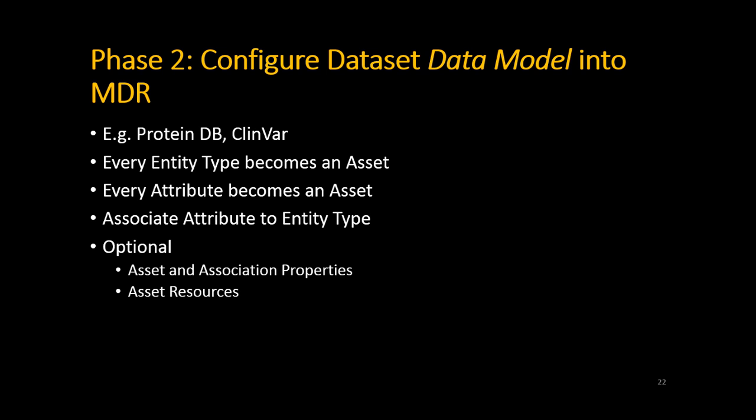So for phase 2, we mentioned that that's where we configure the MDR for your data set. So things like the protein database or ClinVar. So following similar steps as in phase 1, but just for a different data model.